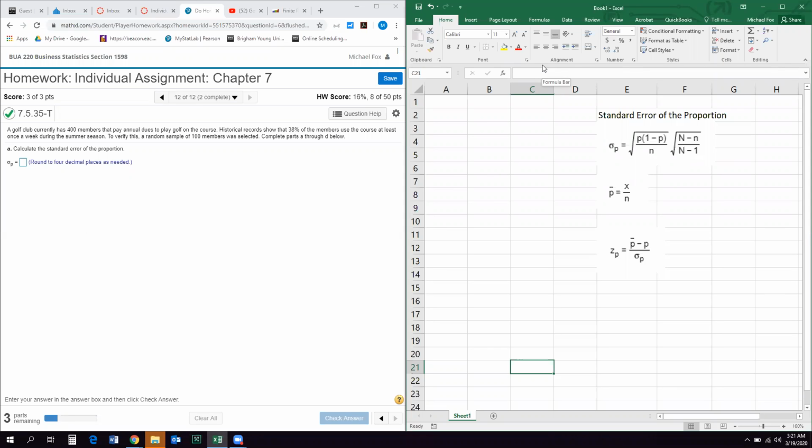So just to help us, I put a couple of formulas over here on the right hand side. I actually copied and pasted those right out of the question help. If you're wondering where I got them, they're also in the textbook.